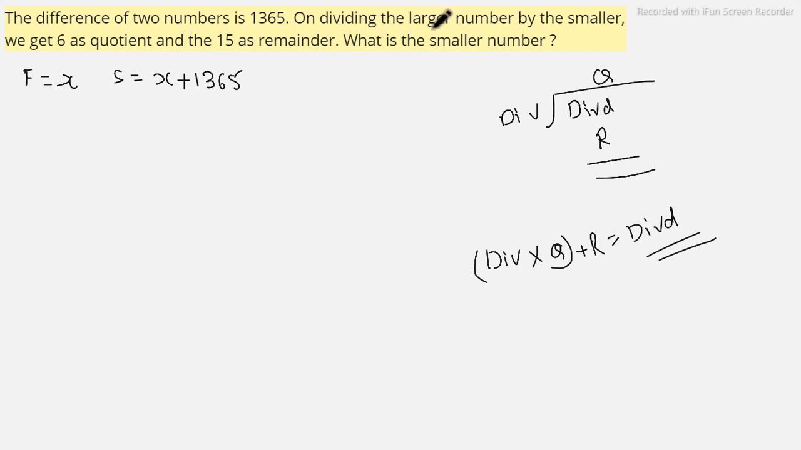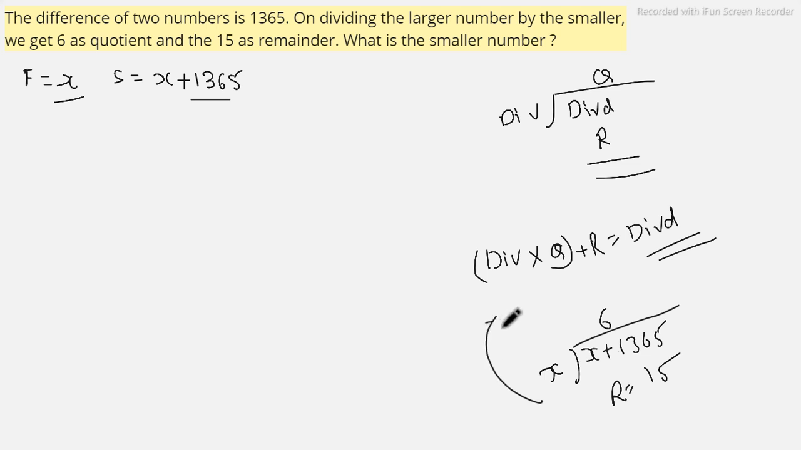So here it is saying that on dividing the larger number by a smaller number. So here this is the smaller number and this is the larger number. So dividing the larger number, that is x plus 1365, is being divided by x. So we are getting some quotient. So we get 6 as quotient and remainder as 15. This is remainder.